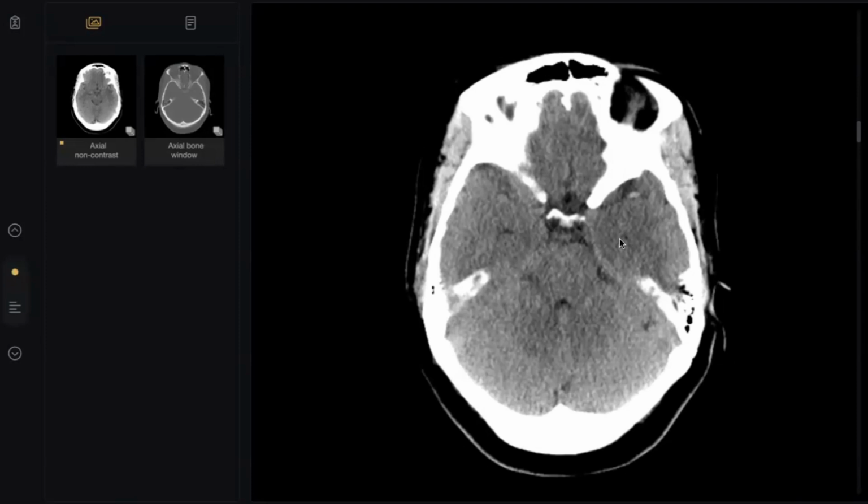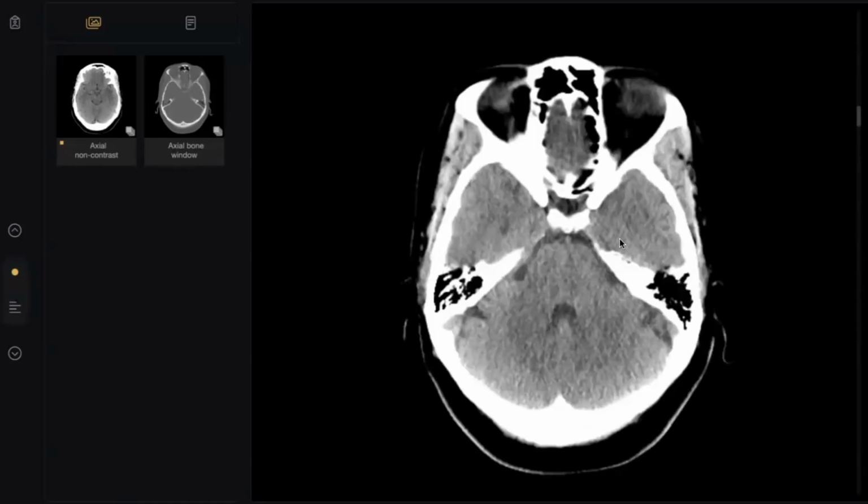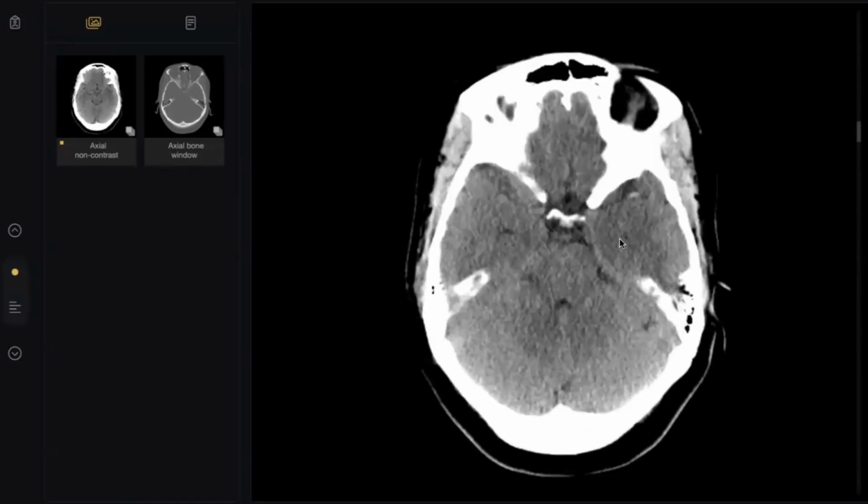tPA within 3 to 4 hours from the onset. Okay, less than 4.5 hours. This is for thrombolytic therapy, but from the start of symptoms, not from coming to the hospital. So we should ask the patient when the symptoms actually developed. After 4.5 hours, thrombolytic therapy has no significance. It will not benefit the patient anymore. So we will transfer the patient to interventional radiology.